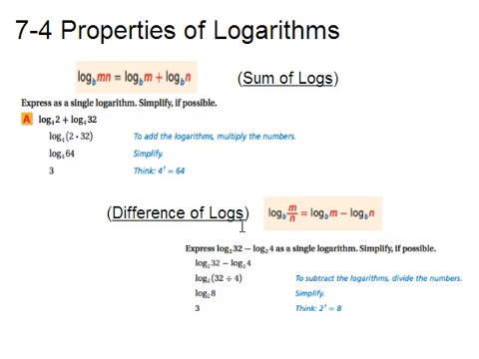Then you have a difference of logarithms, and this works kind of the same way. You have two separate logarithms. This time, however, you're subtracting them, and so to combine them into one single logarithm, you would divide them. So you divide the m divided by the n, and that's what it looks like as one single logarithm. Here's an example, log base 2 of 32 minus log base 2 of 4. We would write it as one single logarithm by taking 32 divided by 4. We get 8. So then again, you think 2 to what power will give me 8? Well, 2 to the third power will give me 8. And so our answer here is 3.